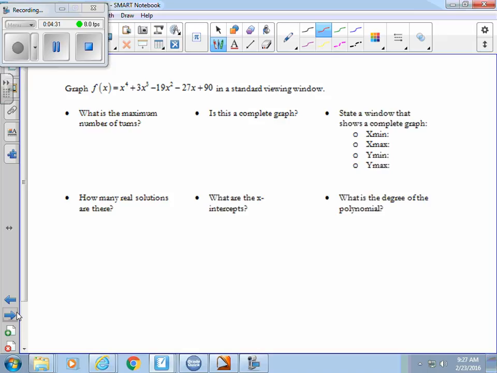Okay, we're going to answer a bunch of questions about this polynomial. Today is a lot of calculator work. The first thing I'm going to do is put that function in y equals. If you can't see it well, it says x to the 4th plus 3x cubed minus 19x squared minus 27x plus 90. Anyone need me to repeat any part of that?